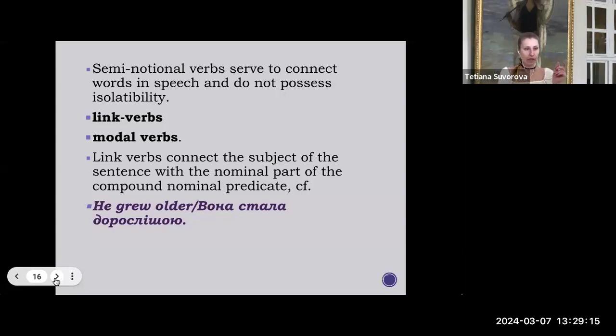So these link verbs can show the state together with some other part of speech. For example, he grew older. Вона стала дорослішою. It doesn't mean that she really, like a plant, has been growing up to that moment, but it means some changes in the state of the person. And so grew in this respect is considered to be a link verb.